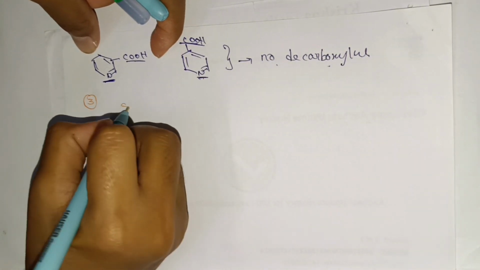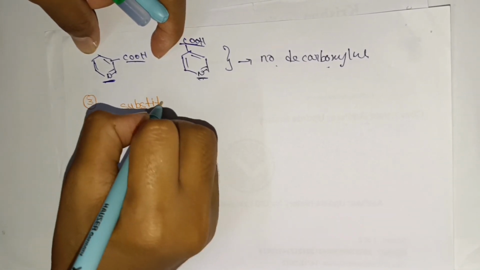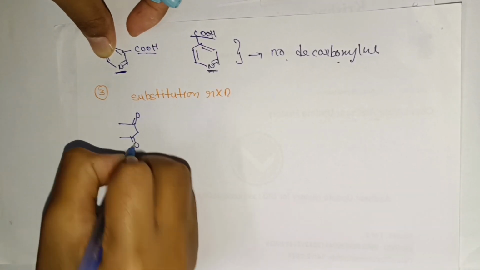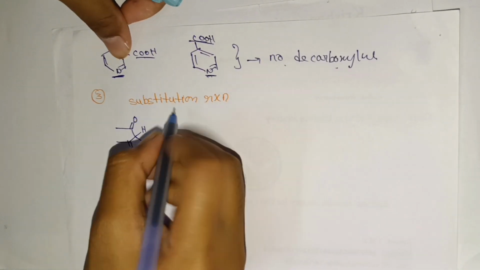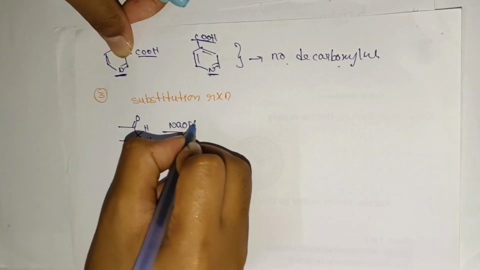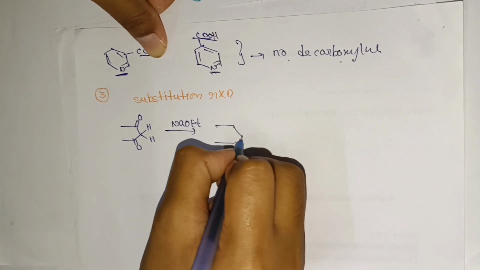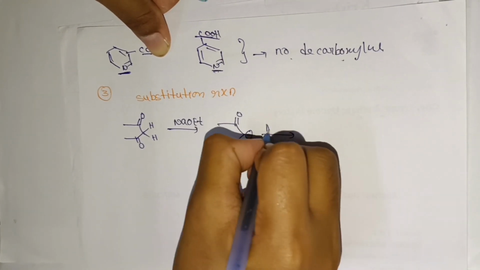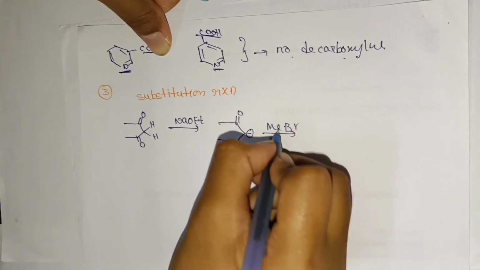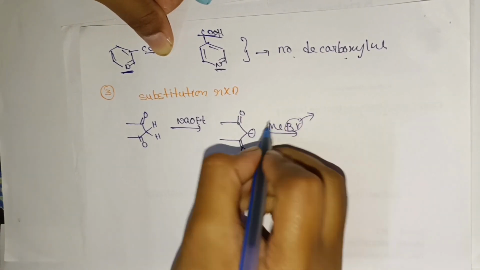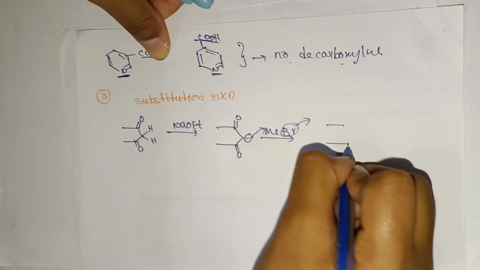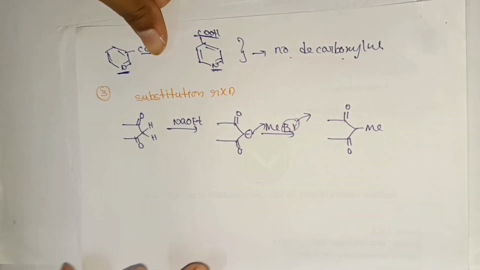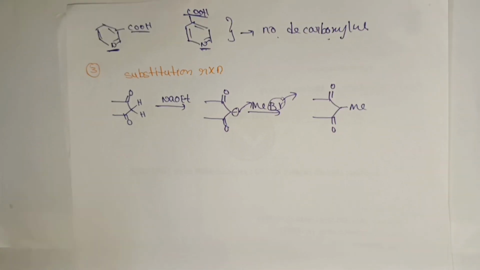Next, the third one is substitution reaction. Here C double bond O, hydrogen, reacts with NaOEt. How does it form? Here is a negative charge. That reacts with methyl bromide. Here bromine is the leaving group. This attacks here. Finally, it is formed like this. Methyl here, double bond O. This is the substitution reaction.